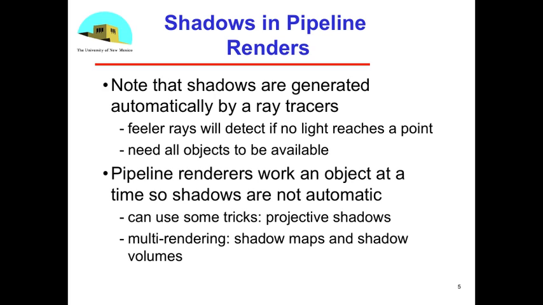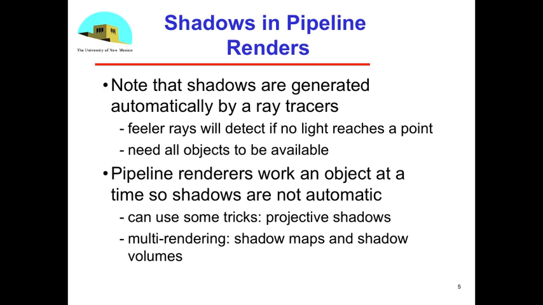But in order to do that, because those feeler rays might intersect something, we need all objects to be available, and this is precisely what we don't have with a pipeline renderer. We're rendering one object at a time, one polygon at a time, and we don't have the others available. That's one of the benefits of it. In fact, we don't even know in general if we're rendering them in the same order every time.